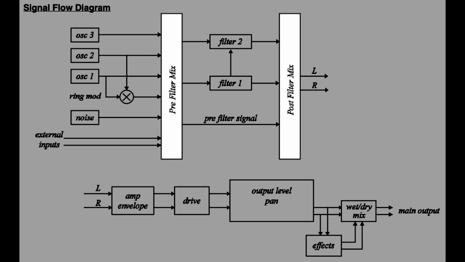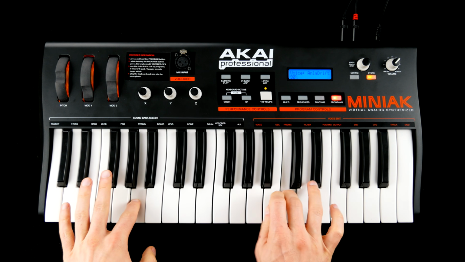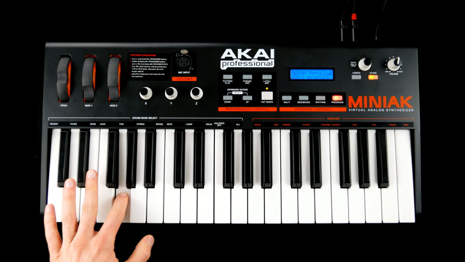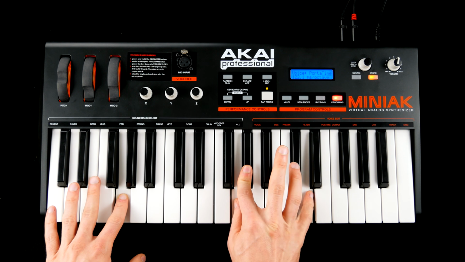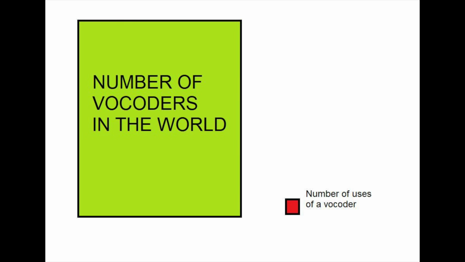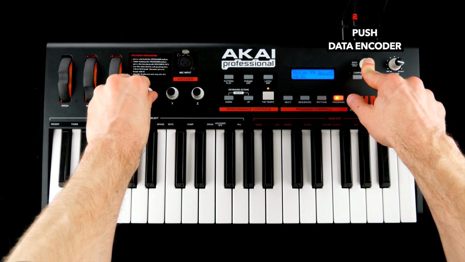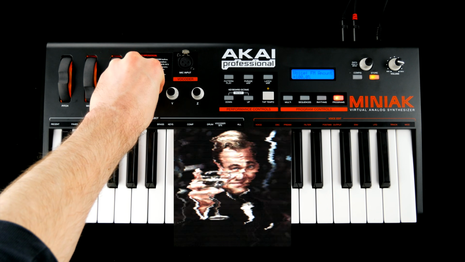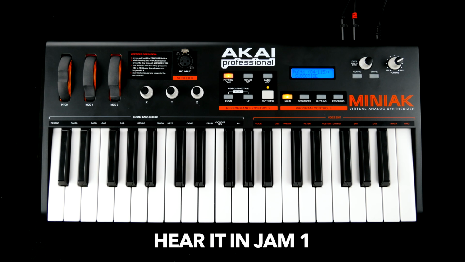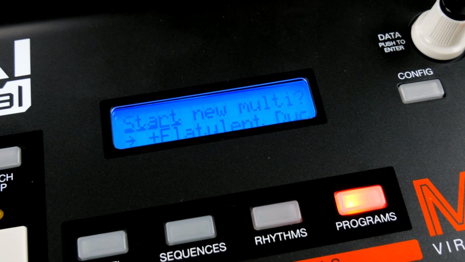The internal flow of audio signals is managed using 2 mixing sections, and there's analog drift, unison, portamento, and a vocoder. Assigning parameters to the 3 wheels and XYZ knobs works great. The Miniak is multi-timbral for layers, splits and external MIDI control, and although setting it up isn't rocket science, I found switching between patch creation and playing multis frustrating.